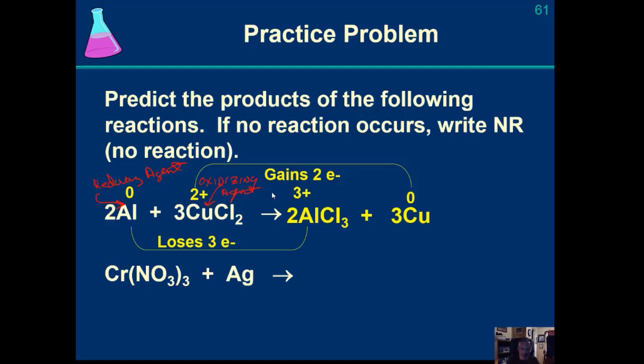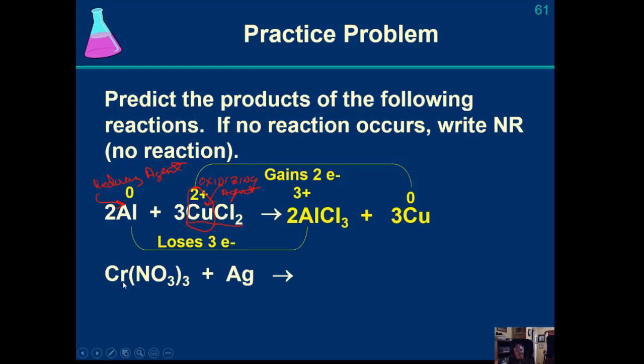Now, on a test, you may see the entire compound represented as being the oxidizing agent. That's just fine. The more specific oxidizing agent is the copper 2 plus in the compound, but since it comes with the chloride ion, it will typically be represented as the copper 2 chloride compound.